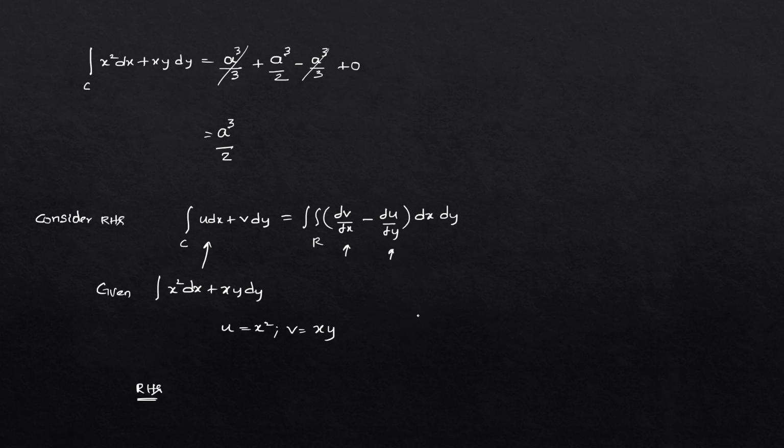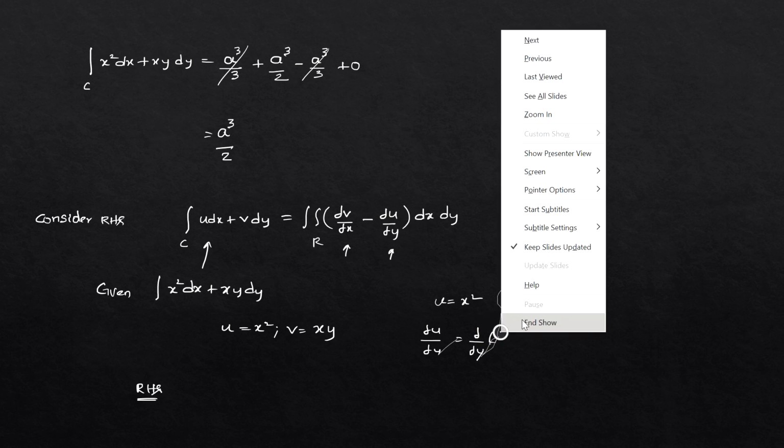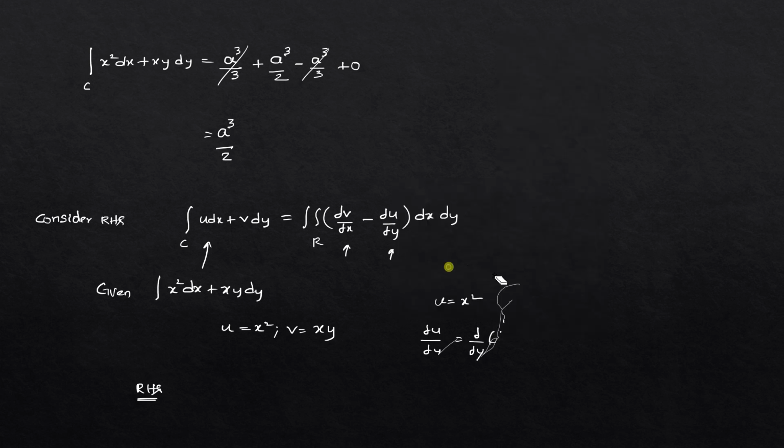Now see here, since u is equal to x square, dou u by dou y means dou by dou y of x square. It will be 0, because when we are differentiating with respect to y, x is a constant, so dou by dou y of x square is equal to 0. Okay, so this value is 0.